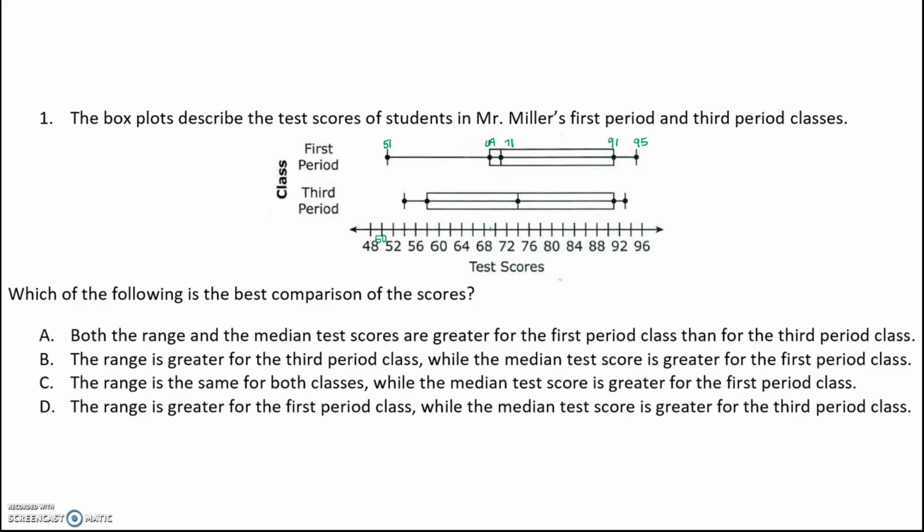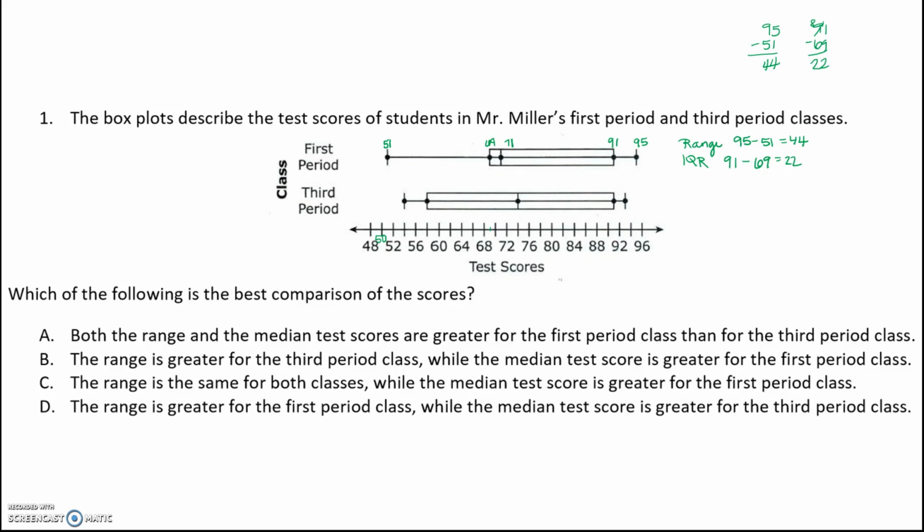Okay, so now that I did that, I'm going to go ahead off to the side and do my range, right? So range is maximum, so 95, minus minimum, minus 51. And 44. And then our interquartile range, or our box, right? So the right side of the box is 91 minus 69. So 91 minus 69. I'm gonna borrow on this one. 9, 10, 11, 6, 7, 8, 22.